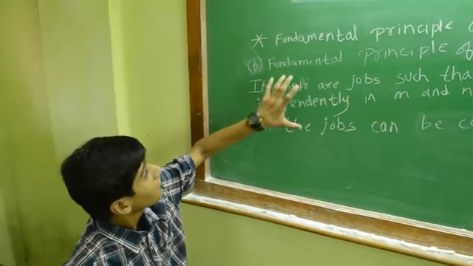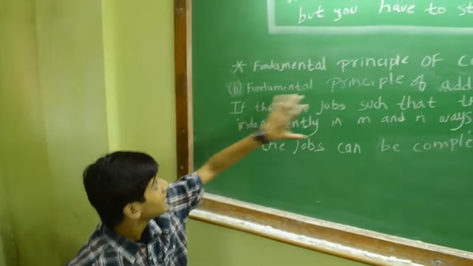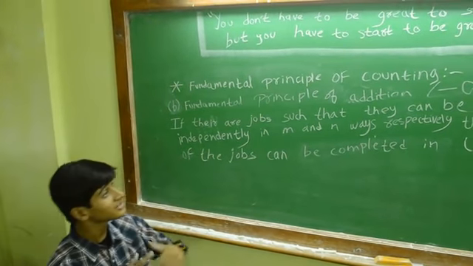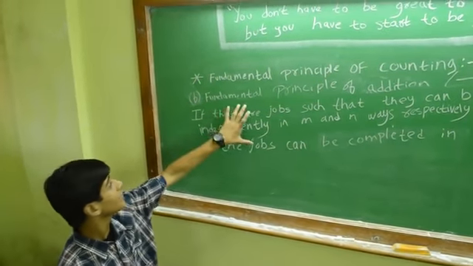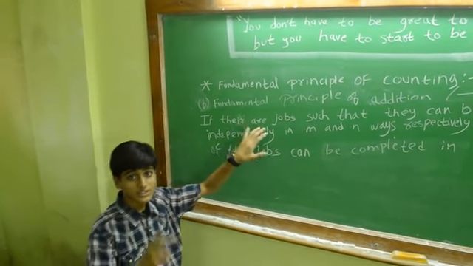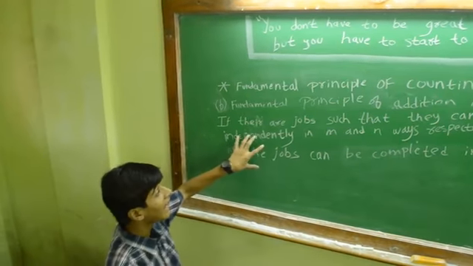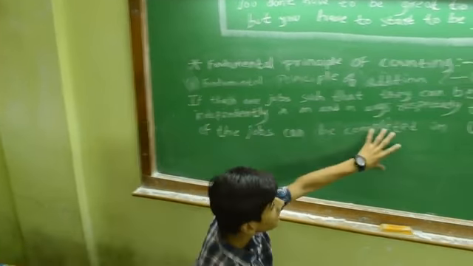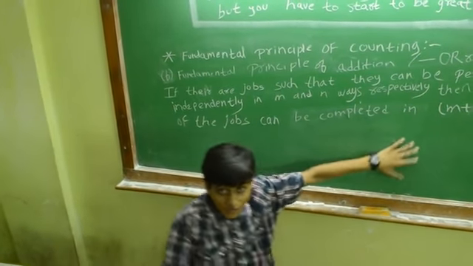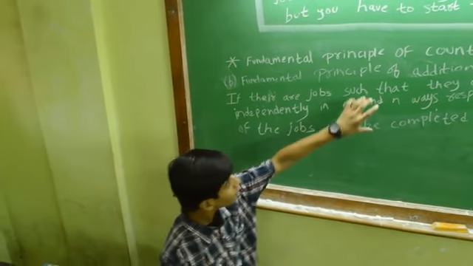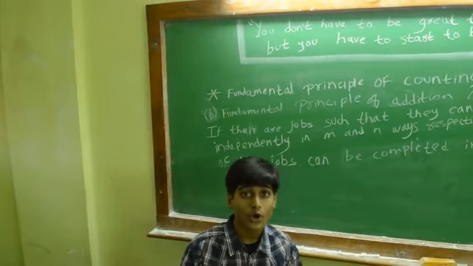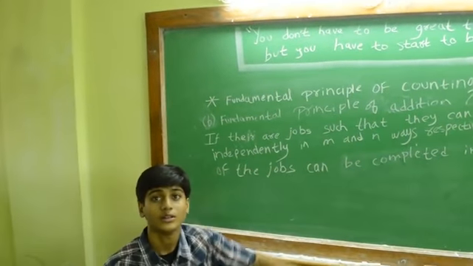Fundamental principle of counting, fundamental principle of addition. We saw the fundamental principle of multiplication, now the fundamental principle of addition. If there are 2 jobs such that they can be performed independently in m and n ways, then either of the jobs can be performed in m plus n ways. So this is the OR rule, the fundamental principle of addition, that is the OR rule. Whenever OR comes in a question, we can use this principle.